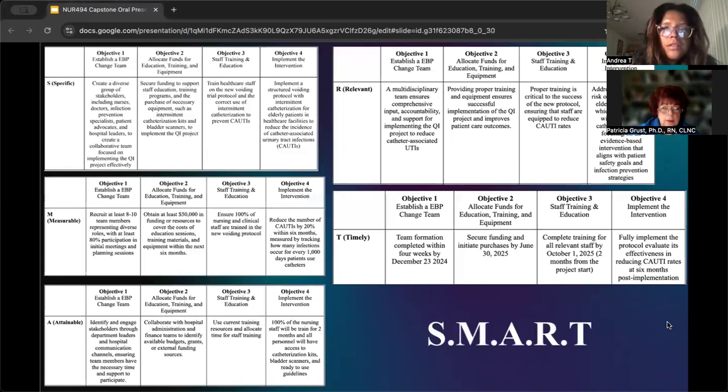Okay, so this is a chart to ensure that all members of my evidence-based practice change team are aligned and working towards the same objective. We have adopted the SMART criteria as our guiding framework. The SMART acronym stands for specific, measurable, attainable, relevant, and timely. And these principles will provide clear direction in refining our objectives.